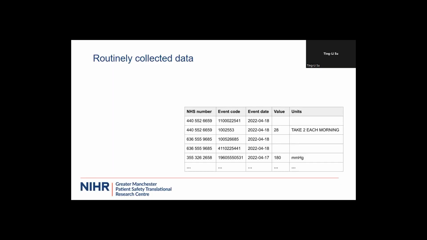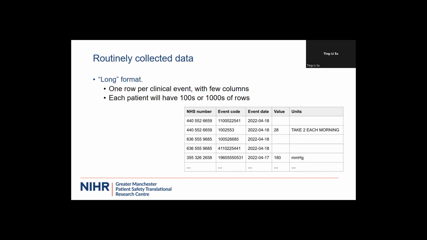So roughly speaking, this is what primary care data looks like. This is what we would consider to be routinely collected data. Now, this is what I would call a long format. So there's a fixed number of columns, and if you want to add more data, then you add more rows. So every time a person has something happen to them in healthcare, whether it's a diagnosis or just a blood pressure test or a prescription, you get an entry in this table.